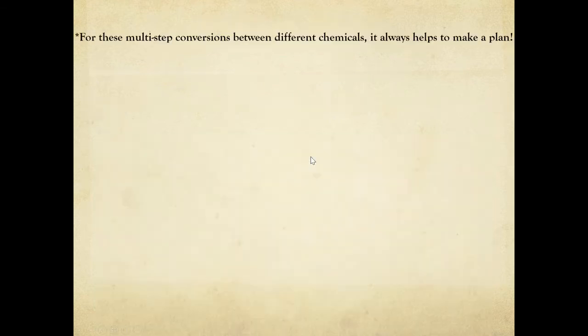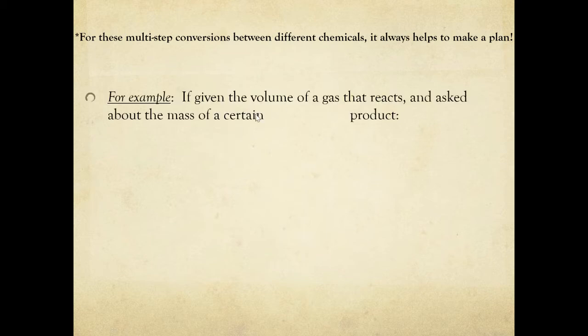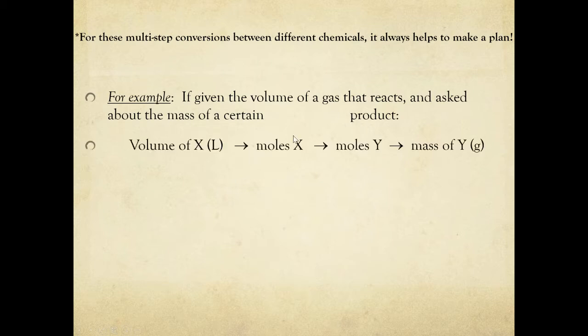For these multi-step conversions between different chemicals, it always helps to make a plan. Write down your plan, but at least have it in your head before you do it. I find those who write down the plan make fewer mistakes overall because they've thought about it before they do it. For example, if the volume of a gas that reacts is given and it asks about a certain product, you go volume of X to moles of X to moles of Y to mass of Y.